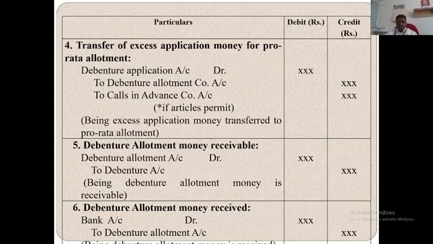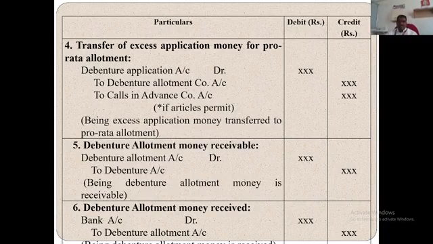So next, first one, debenture application money received. Then excess debenture application money refused to the applicant. The next, excess debenture application money adjusted to allotment. The next, debenture application money transferred to debenture account. Journal entry: debenture application account debit to bank account.